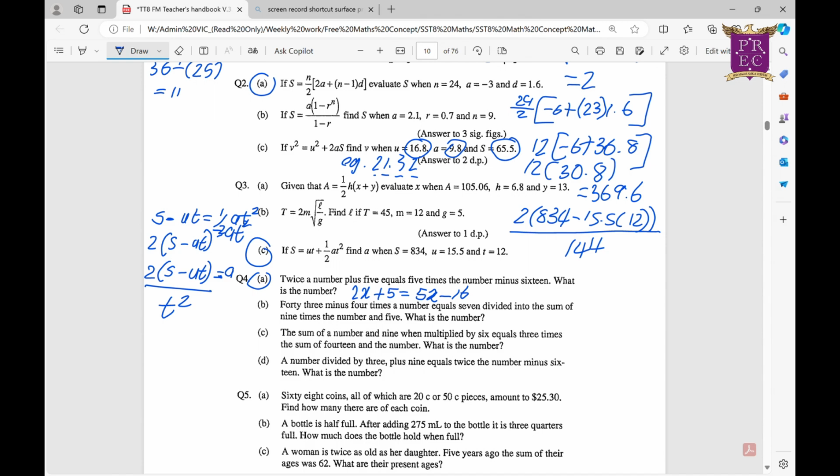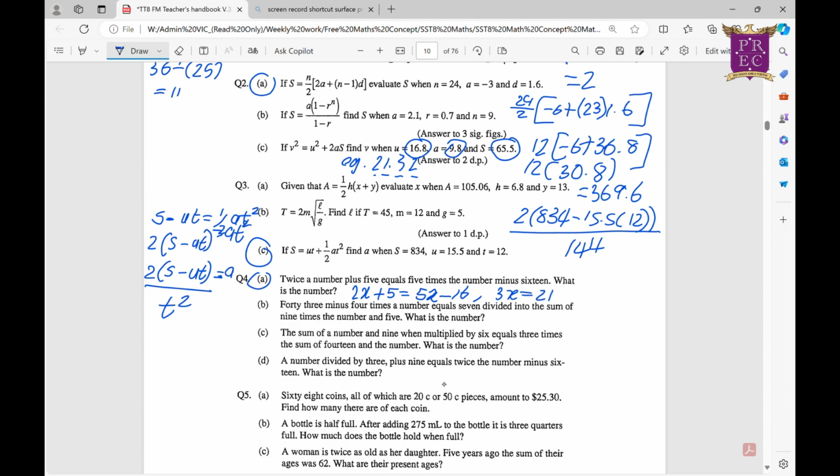Now what we need to do is to take all the like terms into one side. To do that, let's take all the x terms onto one side. So we can take the 2x over to the other side and the negative 16 to the other side so that it's easier for us. When we take 2x over, it becomes 5x minus 2x, which gives us 3x. And when we take the 16 over to the other side, it gives us positive 16. So 16 plus 5 gives us 21.